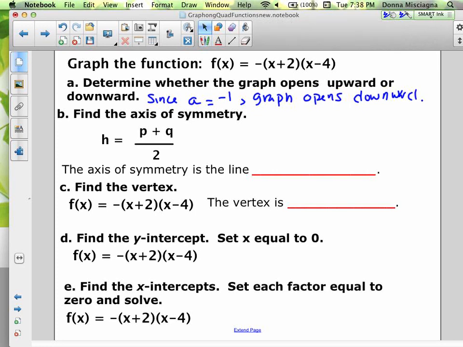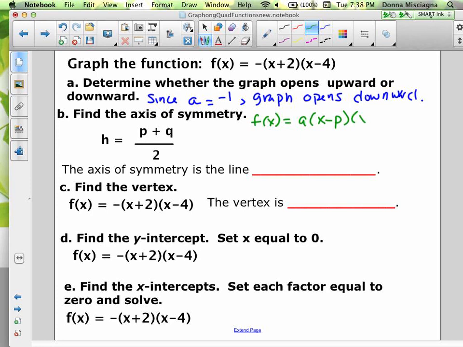Onto the axis of symmetry. All right, so to find the axis of symmetry, you take P and Q. Remember the format for intercept form: f of x equals a times x minus p, x minus q. So notice there's a negative next to the 4, right? That goes with the equation. And why is it p and q? Because those letters weren't being used. That's why.